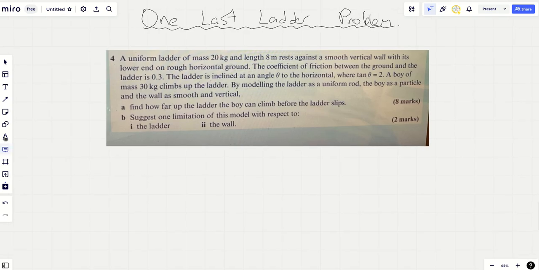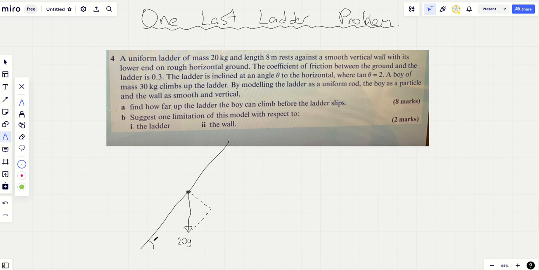So, a ladder of mass 20 kilos, uniform as well, so the weight will be acting in the middle. Might as well put that on straight away. These start looking all the same after a while. The ladder problems particularly, I think I probably like them most.